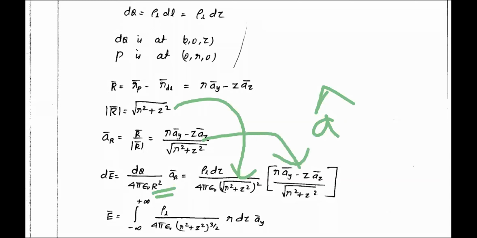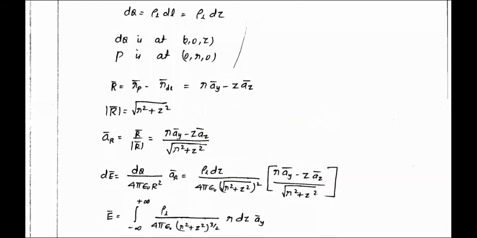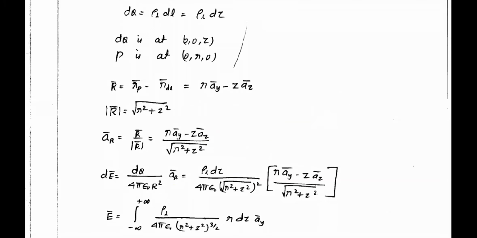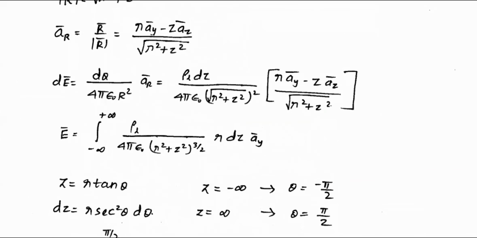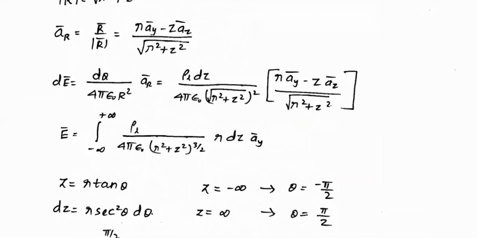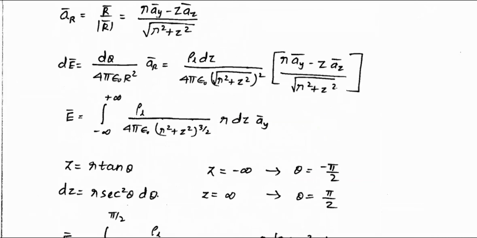Once they are integrating this over the entire length, because your length is varying from minus infinity to plus infinity. You are taking a small length, but actually the length varies from minus infinity to plus infinity. So we are doing integration, but before doing integration, the z component will be cancelled out.